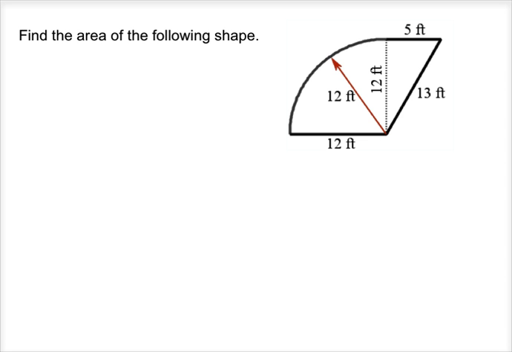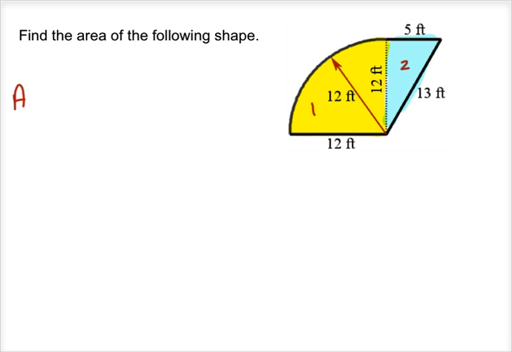Find the area of the following shape. If I look, I notice that it's really 2 separate shapes next to each other. Here's a shape that is a quarter of a circle, and then next to that is a triangle. So I'm going to find the area of a quarter of a circle and a triangle and add them together. I'm going to call this area 1 and area 2.